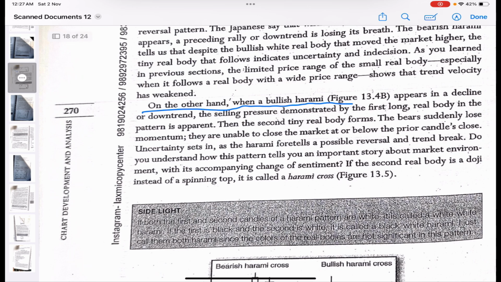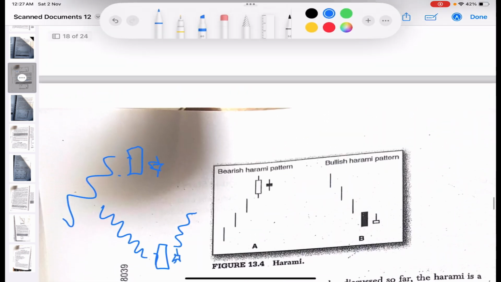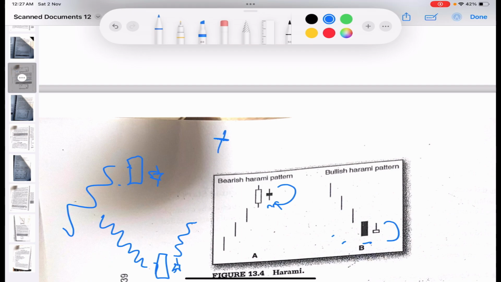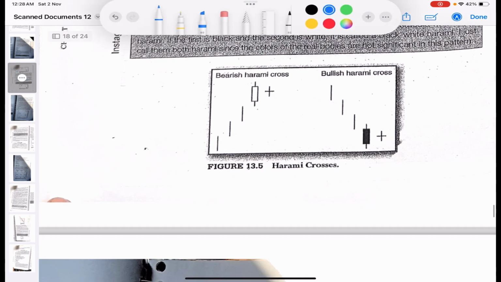Okay, this we've discussed the bears. Do you understand how this pattern tells you an important story about market environment with its accompanying change of sentiment? If the second real body is a doji instead of a spinning top, it is called a Harami cross. Okay. Here we have a spinning top. Spinning top is basically an indecision candle, right? But instead of an indecision candle, if you have a doji, then in that case it's called a Harami cross. Simple.